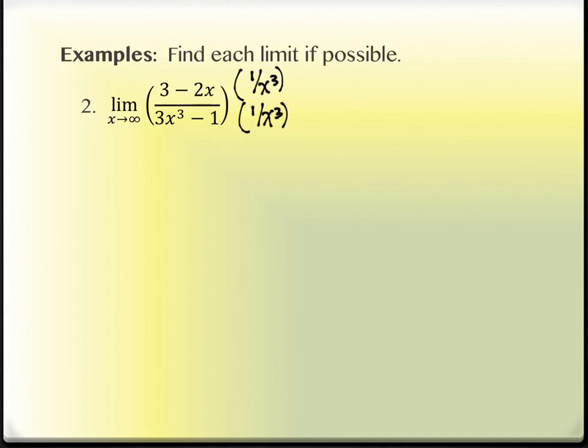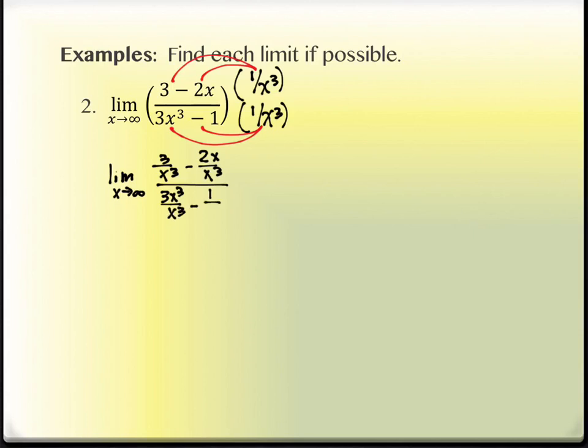There are some variations of how to do this, but this one will work all the time. And we're going to do what you did back in Algebra 1 in high school, where you distribute things through, right? So we're going to distribute this through to each of the terms. So the limit as x goes to infinity. I now have 3 over x cubed, and then I have 2x over x cubed. I have 3x cubed over x cubed, and I have 1 over x cubed.